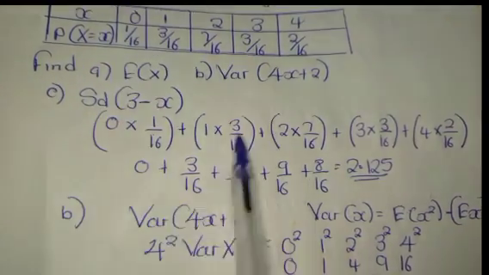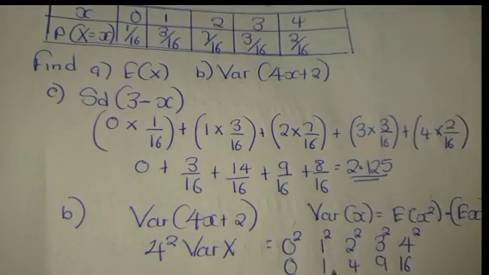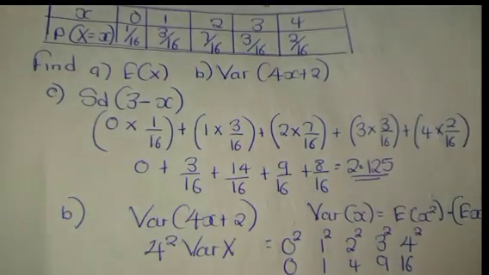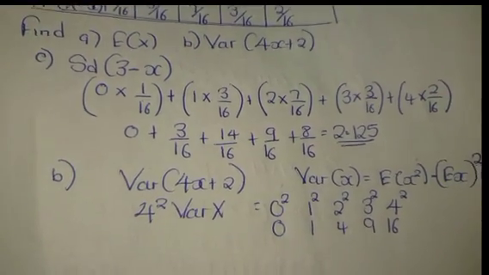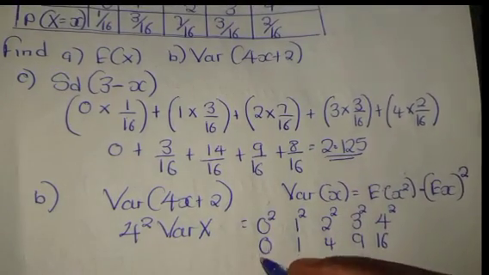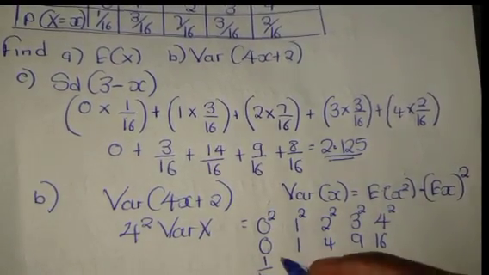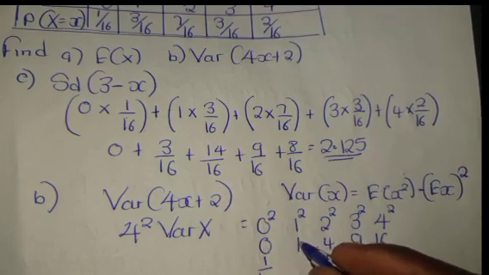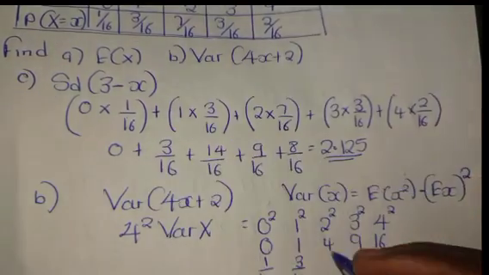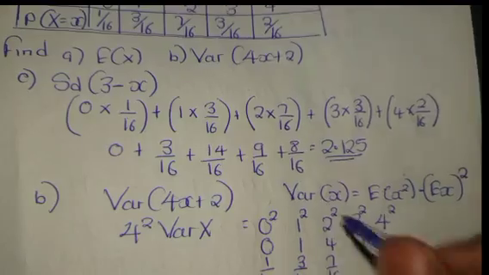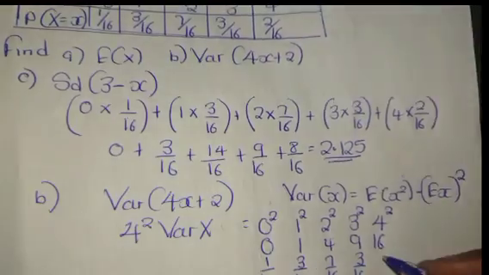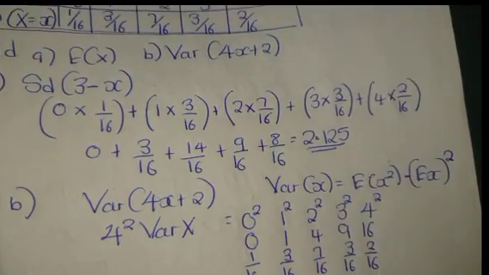Again, we need to do the same procedure, but this time we use these resulting outcomes to multiply with the probability of x. So we multiply 0 times 1 over 16. Again, we multiply 1 times 3 over 16. We multiply 4 times 7 over 16. We multiply 9 times 3 over 16. And we multiply 16 times 2 over 16.